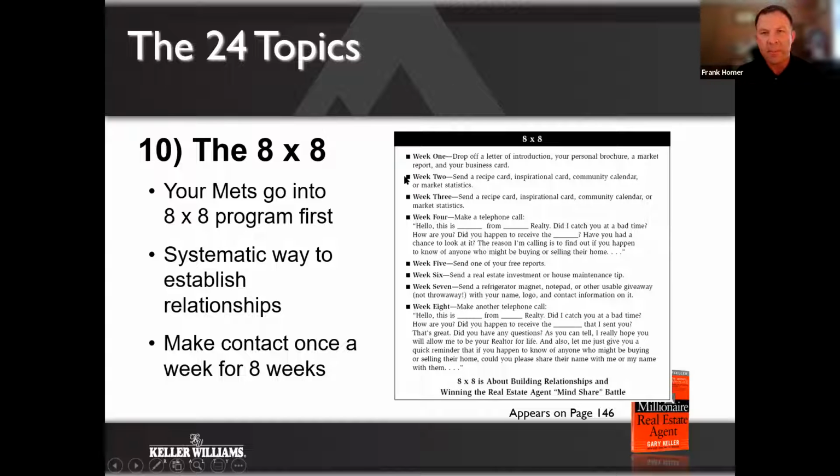Starting with the 8x8, the goal of the 8x8 is really to develop a deep personal relationship with someone that you just met. So your METs go into the 8x8 program first, and systematically you start to build rapport with them. The minimum here is 8 touches in 8 weeks. You could do longer. You could do maybe like a 12-week, but don't go less than 8 touches in 8 weeks. And here you have a general outline of what that could look like.